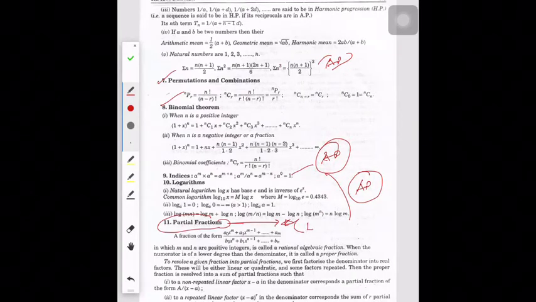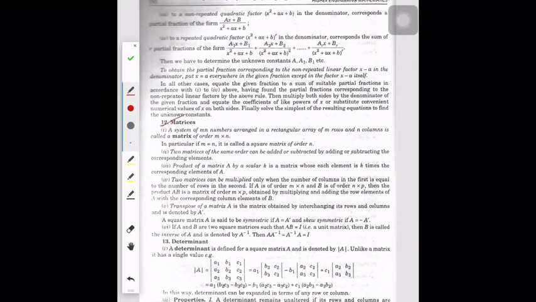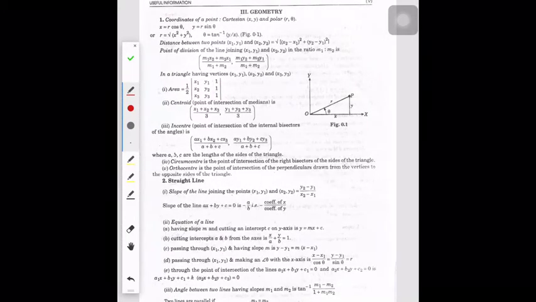Very important, not here but in Laplace transforms, because there you should find roots. For that you need partial fractions, so learn this for Laplace transforms. And matrices, yes, you need them. The entire chapter is there in GATE. And geometry, no need.